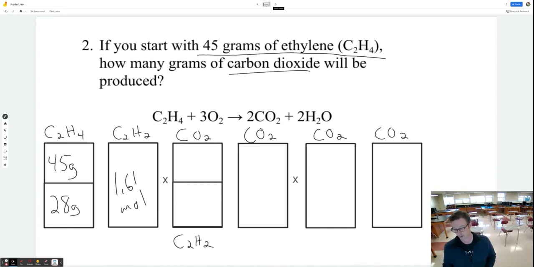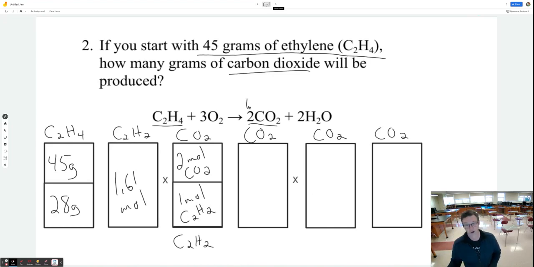So now that I have this in moles, 1.61 moles of ethylene, the ratio, CO2, is here. It has a coefficient of 2. So that means I will produce 2 moles of CO2. Ethylene doesn't have a coefficient, so that's 1 mole.